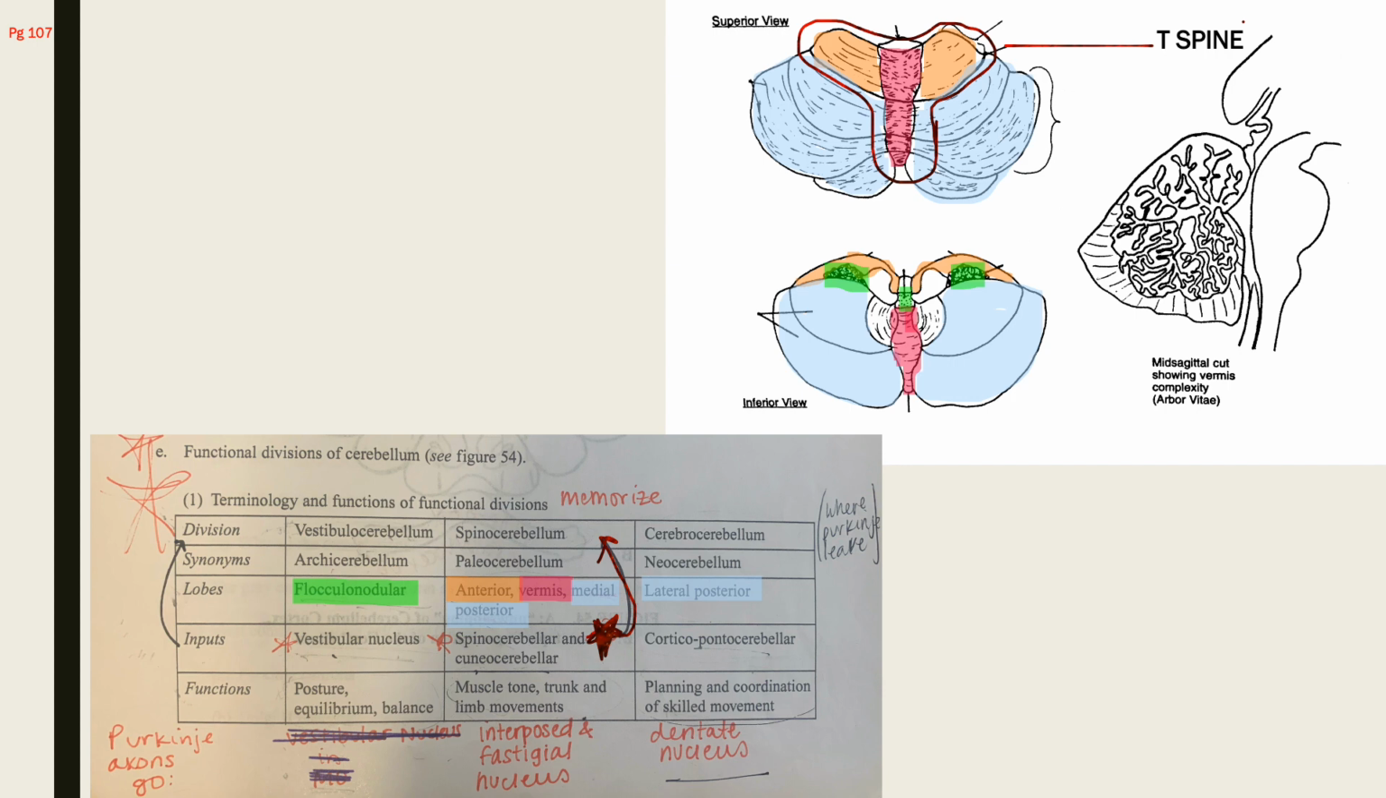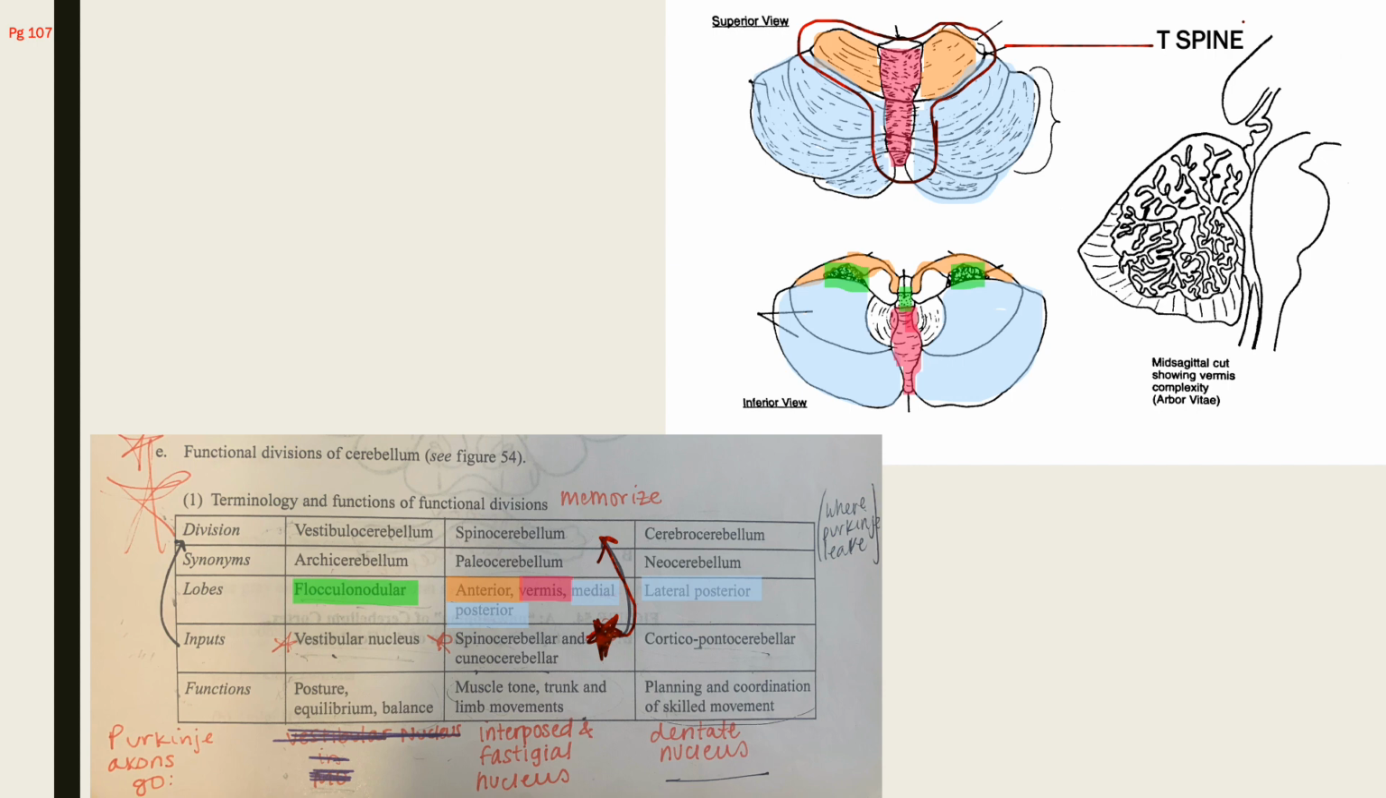This first one's kind of easy because the flocculonodular lobe is just one lobe and it's one functional division, but with this next one, the functional division is located in multiple lobes. That's, I think, where it gets confusing. We have our spinocerebellum, that's the functional division. I'm going to jump to the bottom. That is receiving input on muscle tone, trunk, and limb movements.